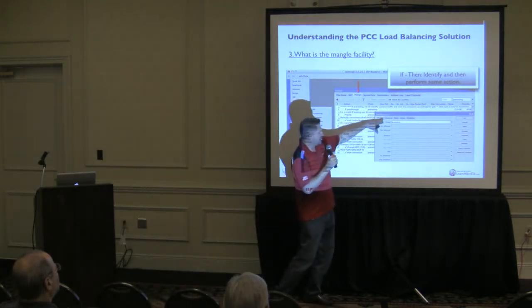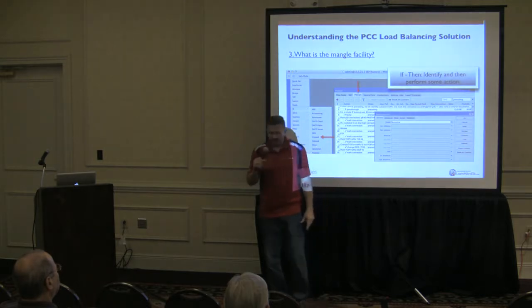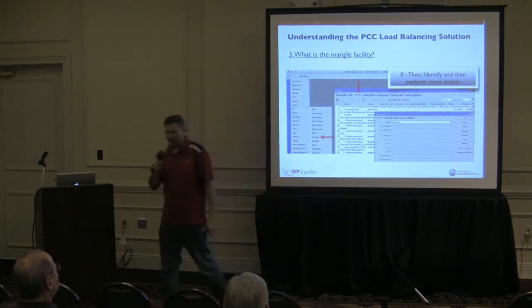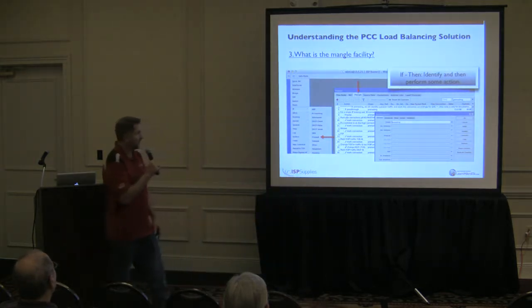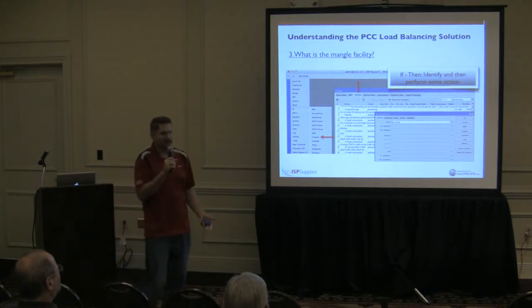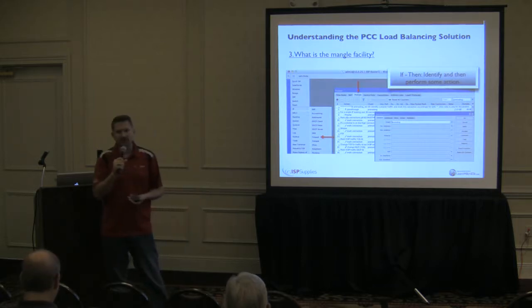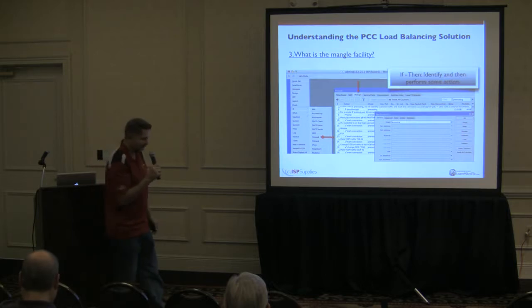On the General tab are the matchers. And here we can define which traffic we want to match. And on the Action tab, we can perform some action on it. In this case, we'll match a certain type of traffic, and we'll put a routing mark on it.